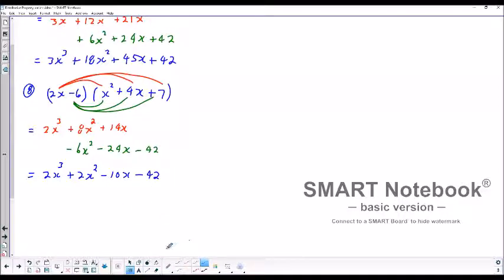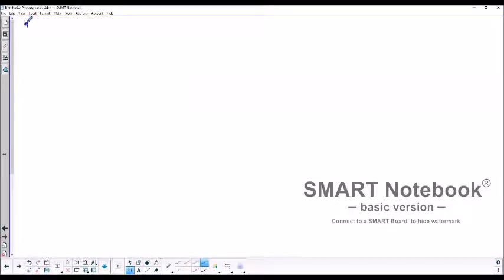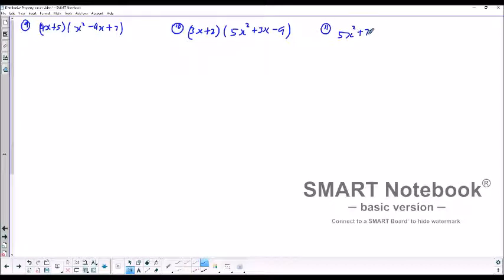All right. I'm going to give you three to do. And then let's see what we come up with here. So question 9 is 4x plus 5, x squared minus 4x plus 7. Okay, so I'm changing things up a little bit. Question 10 is 3x plus 10, or sorry, plus 2, multiplied by 5x squared plus 3x minus 9. And question 11 is 5x squared plus 7x multiplied by 2x squared plus 4x plus 3. Okay, so pause the video, please, and then go through these, see what you can come up with, and then I'll show you the answer when you've finished.